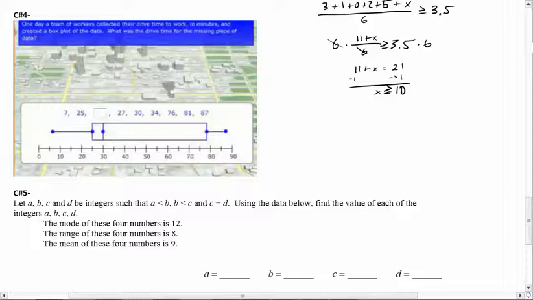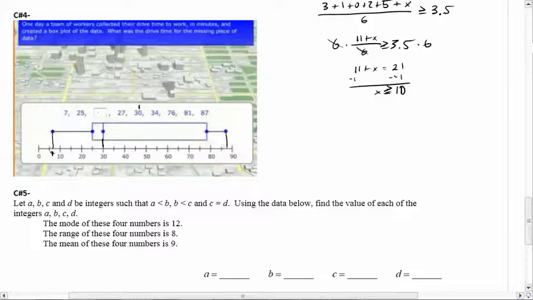Well, the first thing is, well, it probably needs to be in order, which is fine. Here's my 7 right there. There's the 7. I've got my median, which is at 30, right? 1, 2, 3, 4, 5. 1, 2, 3, 4, 5. So 30 is right there in the middle. Very nice.